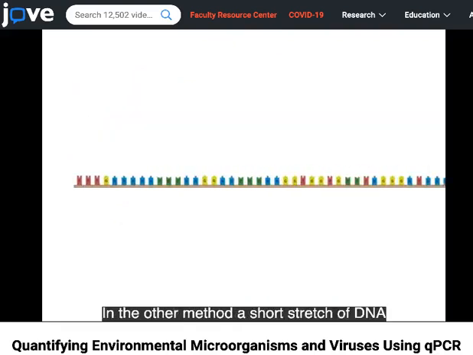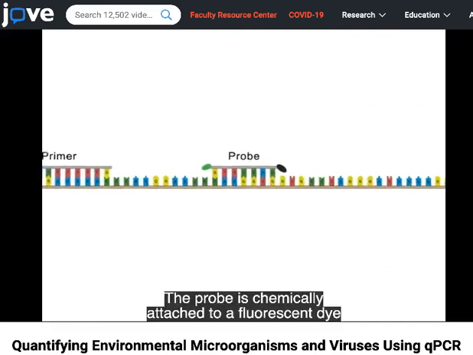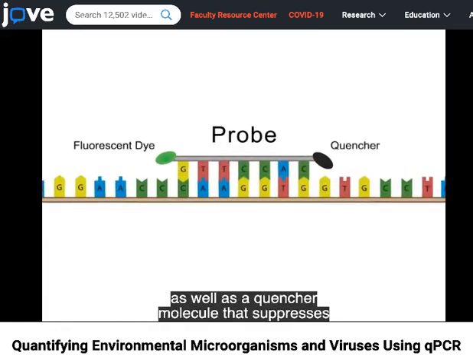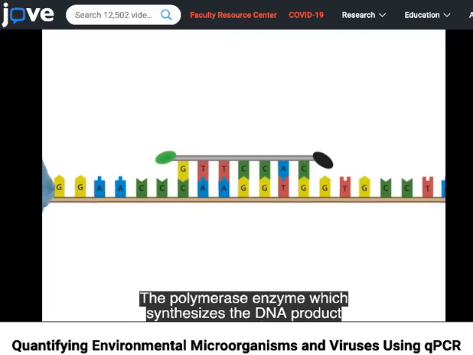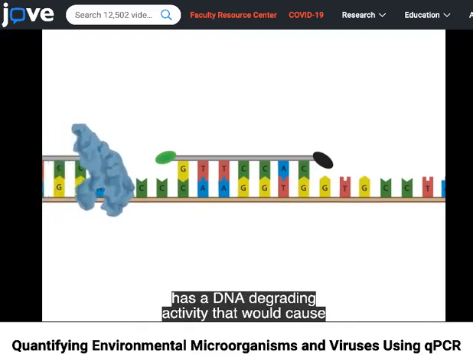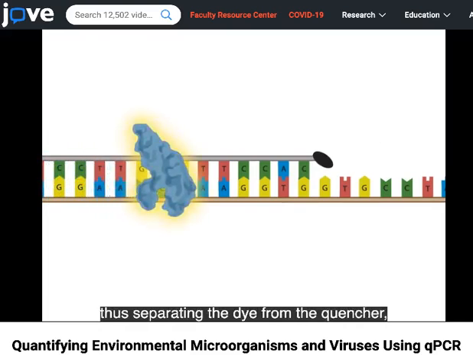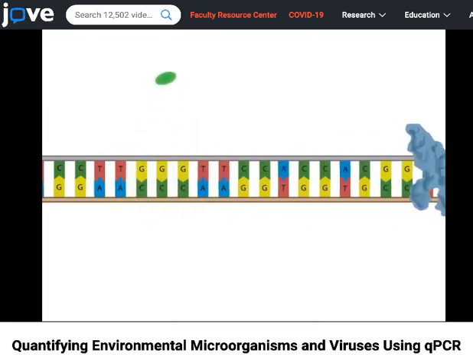In the other method, a short stretch of DNA, known as a probe, is designed against a specific target sequence of interest. The probe is chemically attached to a fluorescent dye as well as a quencher molecule that suppresses the fluorescent signal from the dye when in close proximity. The polymerase enzyme, which synthesizes the DNA product, has a DNA-degrading activity that would cause the fluorescent molecule to be released from the probe, thus separating the dye from the quencher and allowing the fluorescent signal to be detected.